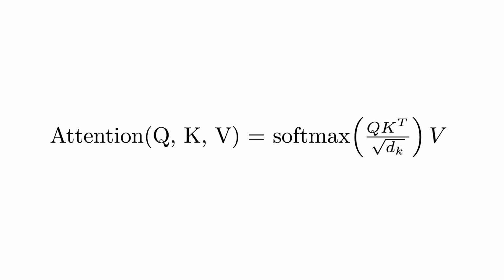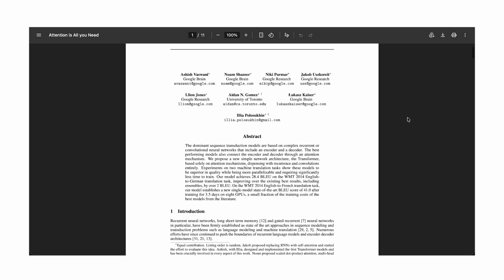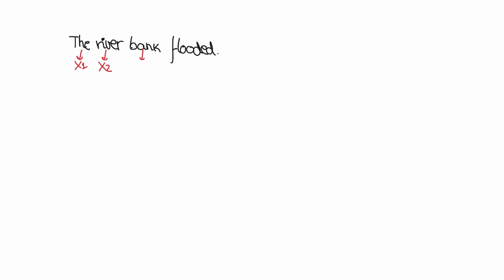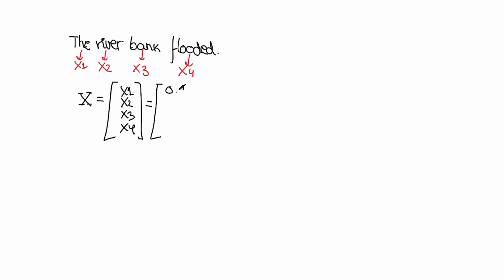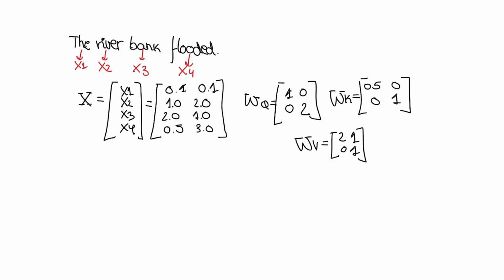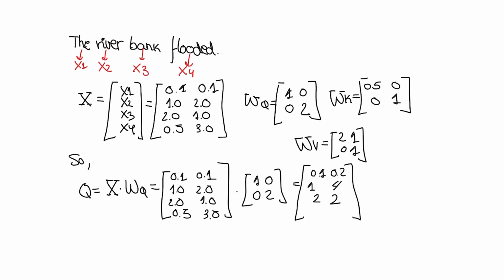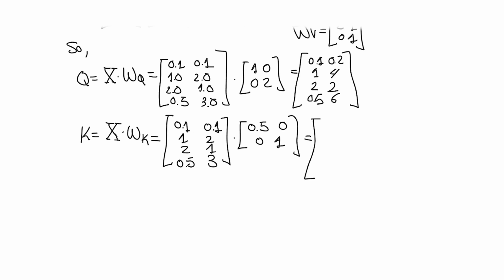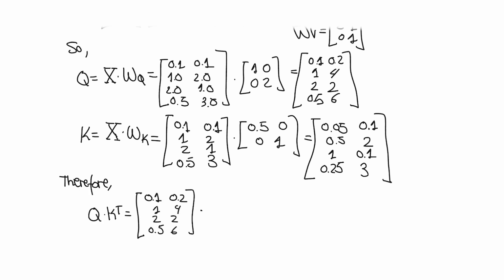Mathematically, this entire operation compresses into the classic scaled dot product attention equation from the 2017 paper, "Attention Is All You Need." To see this in action, let's walk through the previous 4-token sentence. The river bank flooded. Here, the word bank changes its meaning entirely based on its context. Each word starts as a simple 2D vector, that is, d sub model equals 2. After projecting our embeddings, we get our 3 matrices. Remember, query is what we're looking for, key is what we advertise, and value is the content.